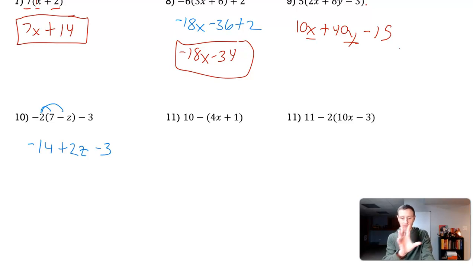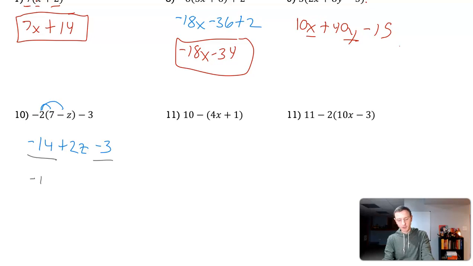We have like terms, but look where their locations are. This is negative 14 and this is minus 3. Those are like terms because they don't have any variables. So we could use the commutative property to rearrange the terms if we wish. We could rewrite this as negative 14 minus 3 plus 2z.